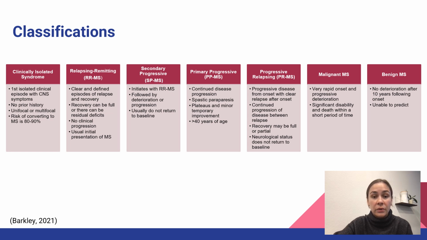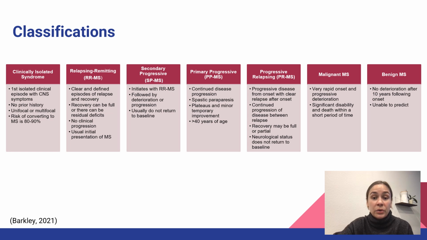It can be unifocal or multifocal, and the risk of converting to MS is 80 to 90%. The next is relapsing remitting MS. It is marked by clear and defined episodes of relapse and recovery. Recovery can be full or there can be residual deficits. There is no clinical progression, and it is usually the initial presentation of MS.